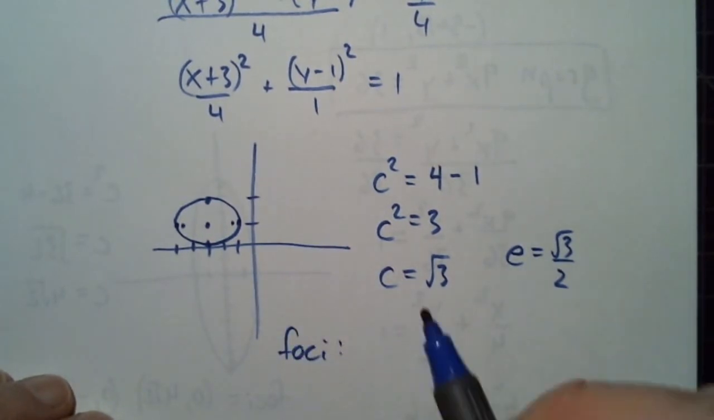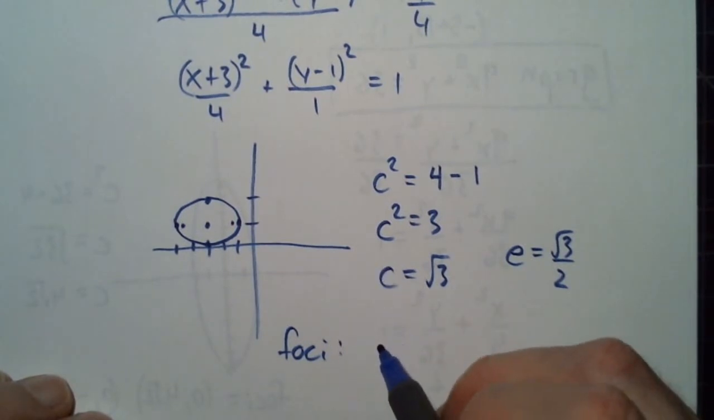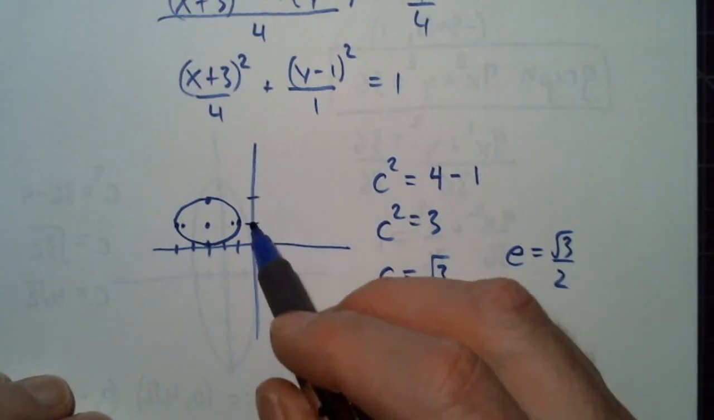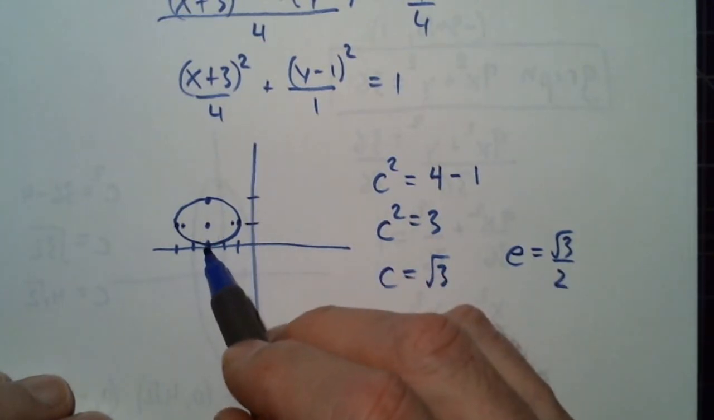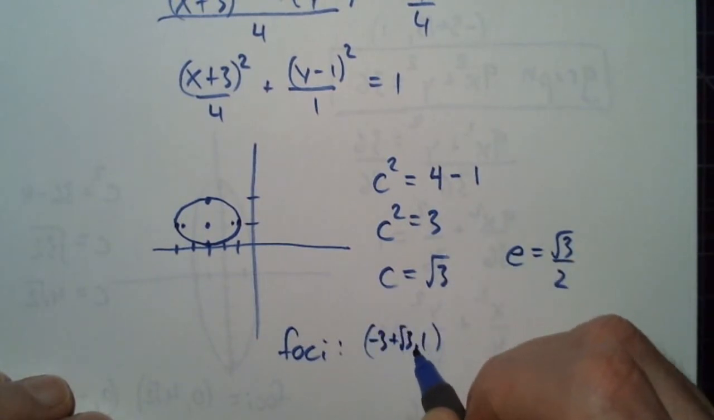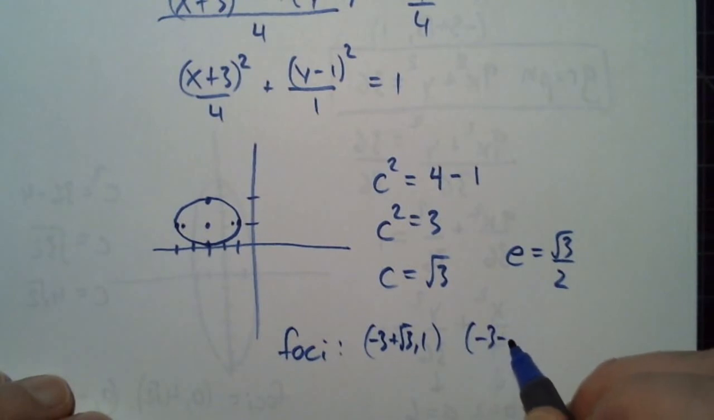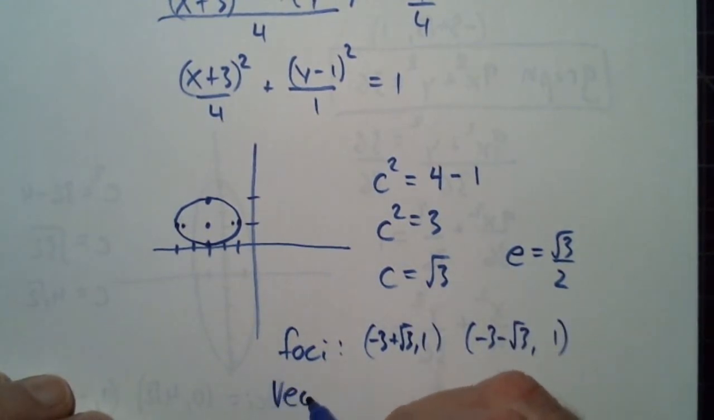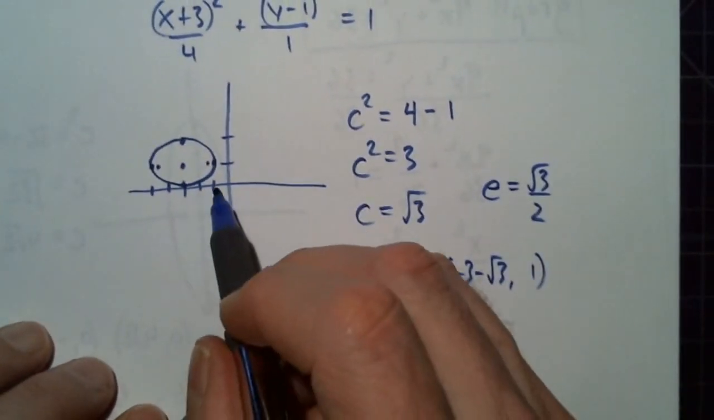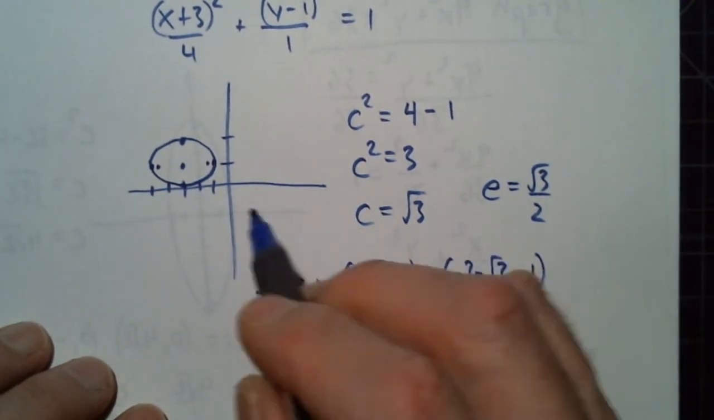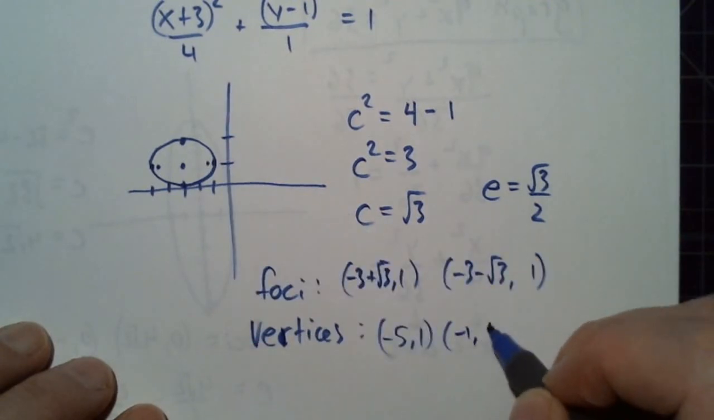The foci are, the y value is 1, and then we're going to have negative 3 plus radical 3 and negative 3 minus radical 3. The vertices are negative 5, 1, and negative 1, 1.